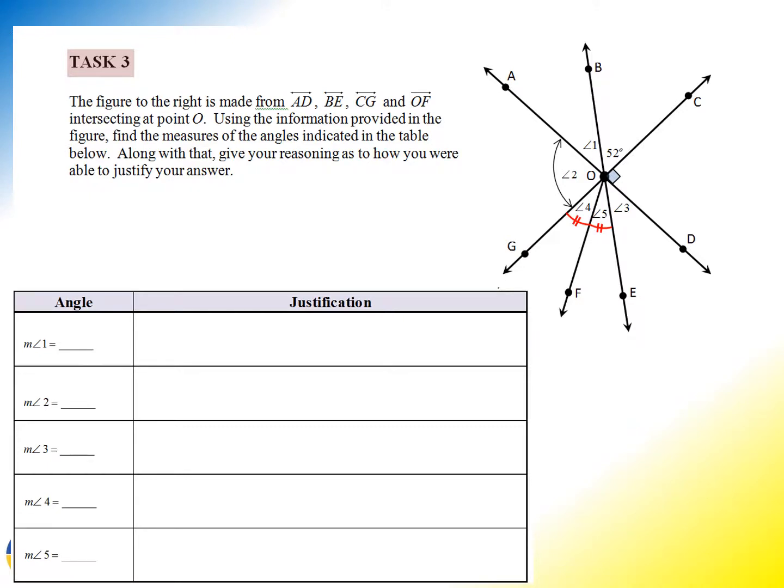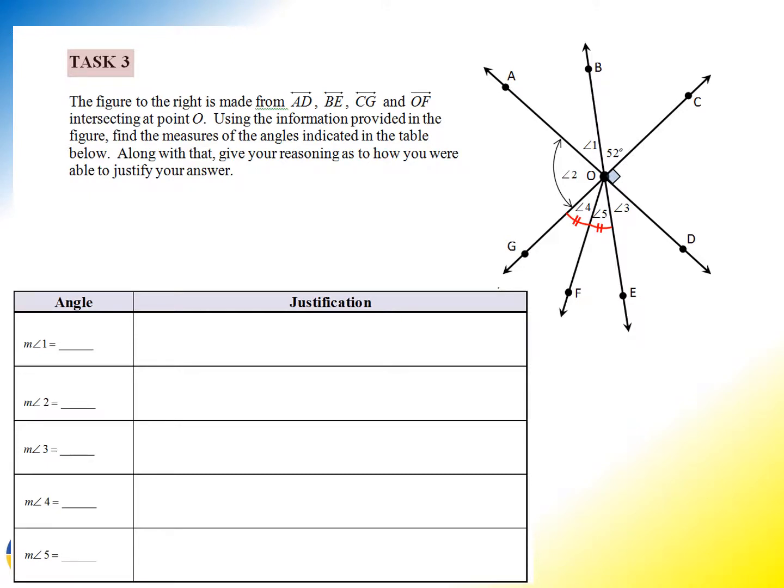OF is, on the other hand, a ray, and therefore not necessarily having an opposite ray along with it that would form a straight line along with OF. And we're given some of the measurements in the figure. We're also given some markings. The two in red is particularly important. So they want us to find the measurement of all these angles and then provide some justification as to how we decided that that was the case.